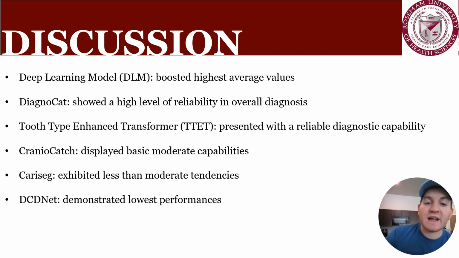This is our discussion. So we had the deep learning model boasting the highest average values. DynaCAT showed a higher level of reliability. The two-type enhanced transformer presented reliable diagnostic capability. The CranioCache displayed basic moderate capabilities. And lastly, the DCD-net demonstrated the lowest performance, but the CariesSeg exhibited less than moderate tendencies.